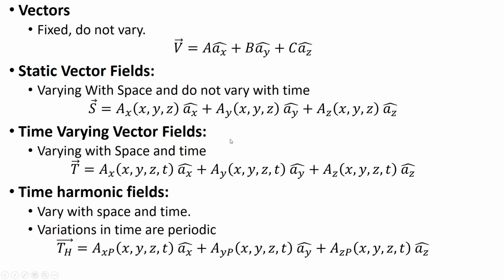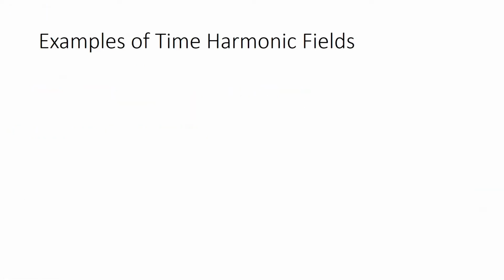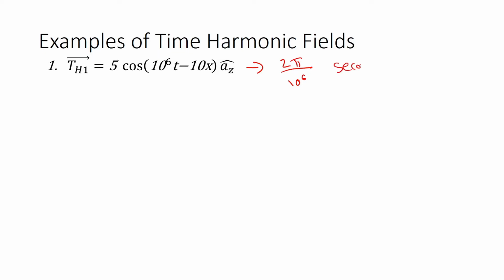And they would be looking like this, where these Axp, Ayp and Azp are periodic variations in time. Let us look at some examples of time harmonic fields to get a clear idea. The first example I am considering is TH1 bar equals 5 cos(10 to the power of 6 t minus 10x) in the direction of az cap. So it is very clear that after every 2 pi by 10 to the power of 6 seconds, this would repeat.